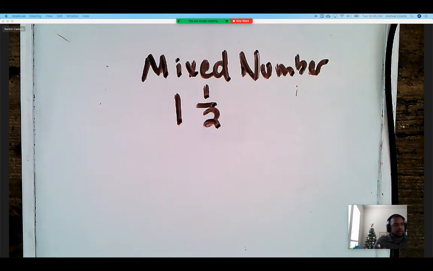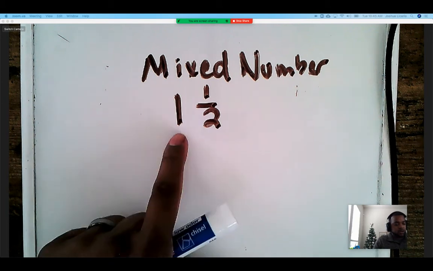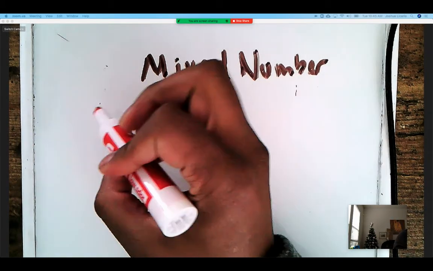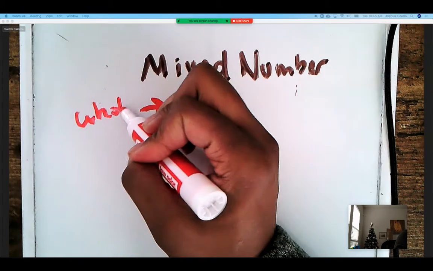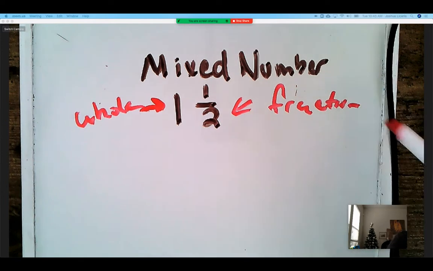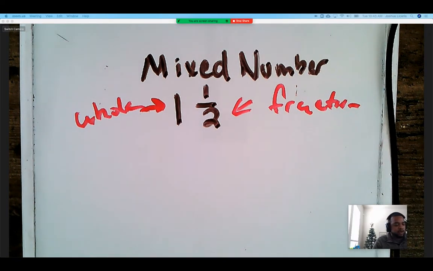All right, so today we're working with mixed numbers, so it's important for us to know what a mixed number is. This right here, 1 and 1/2, is an example of a mixed number where you have a whole number and you have a fraction together. Now, for us to represent this mixed number as a fraction, I can go ahead and draw what I'm seeing.